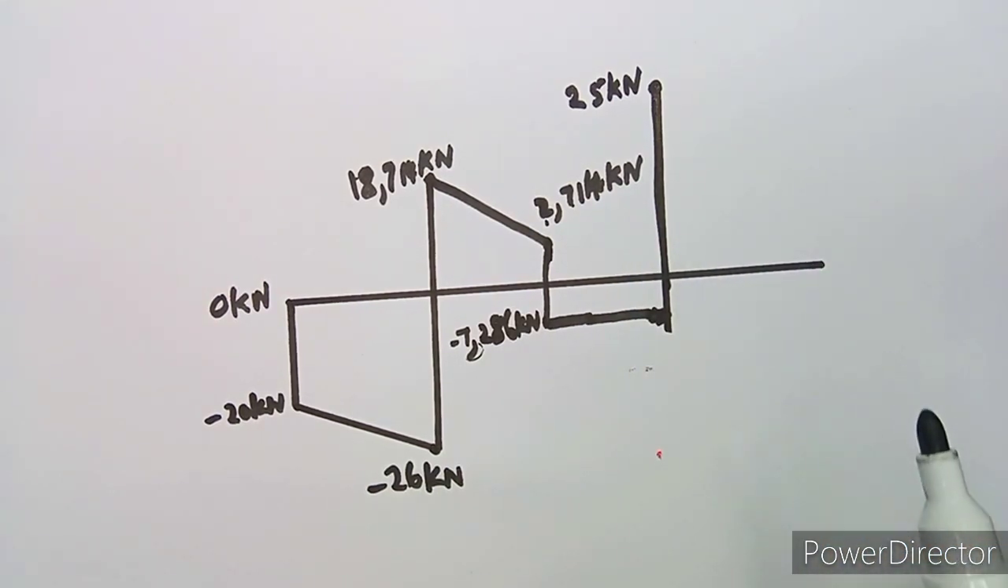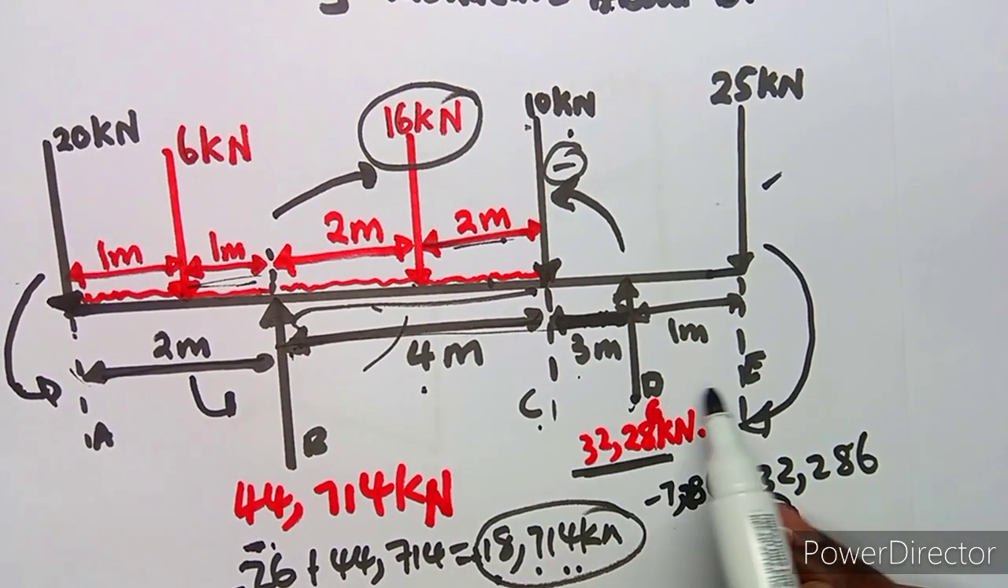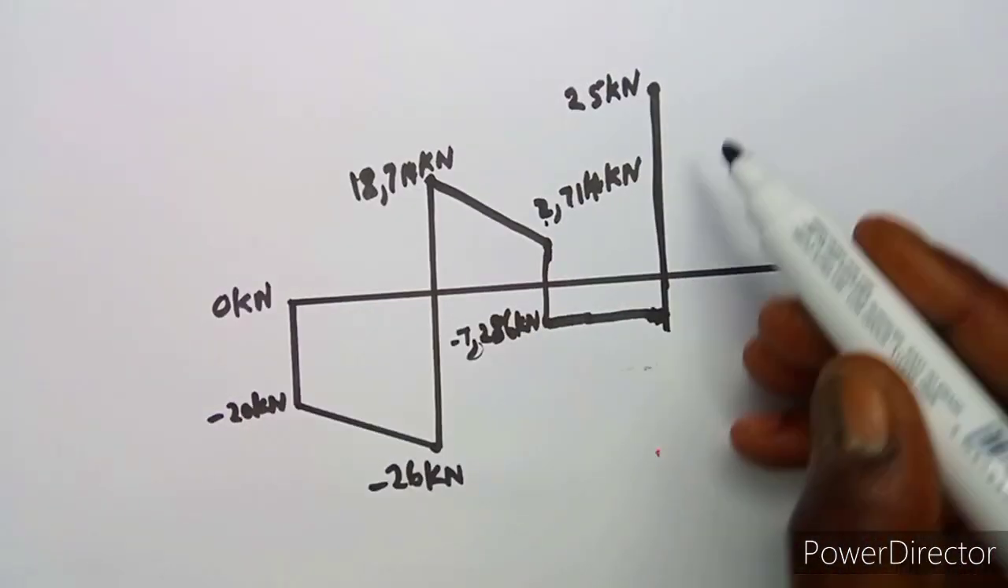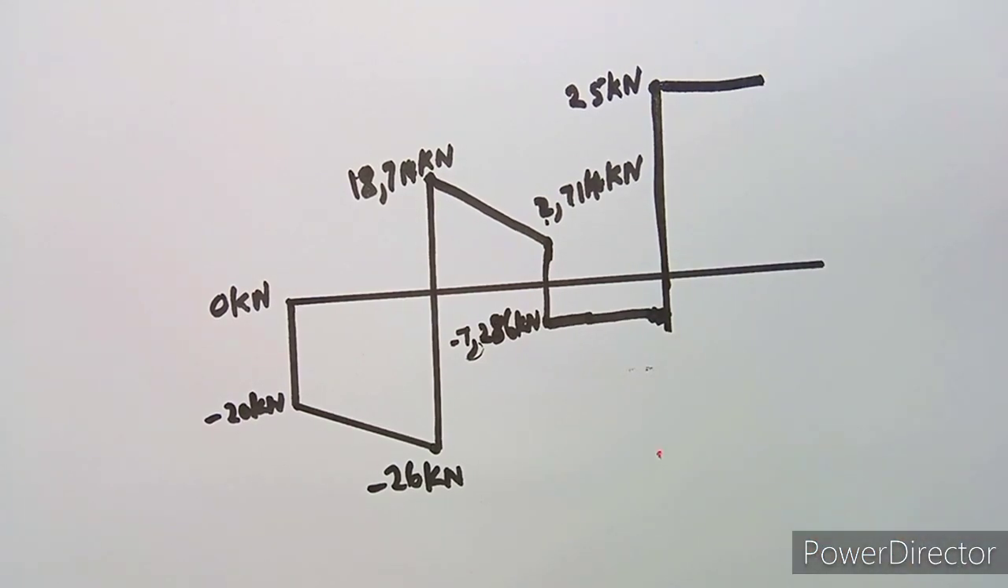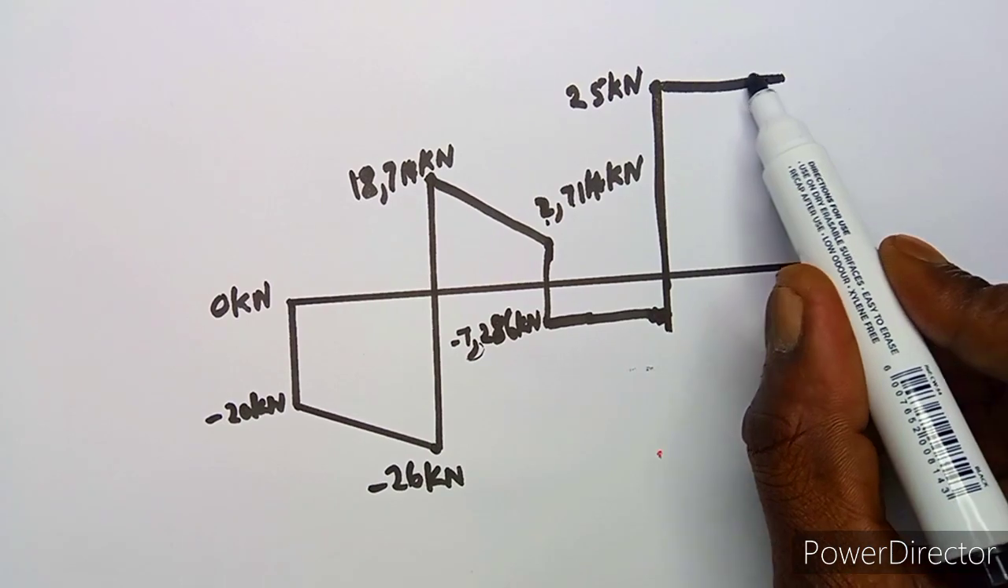Then from the point D, as we can note, from D to E there's a distance of 1 meter, so you have to maintain a certain distance. Let's just say this is our 1 meter, so which means we are still at 25 at this point.